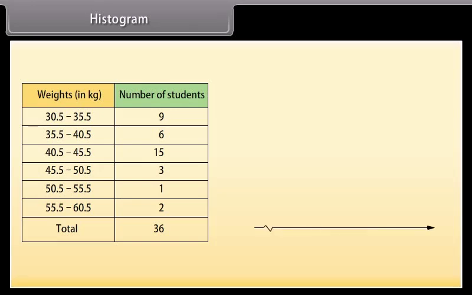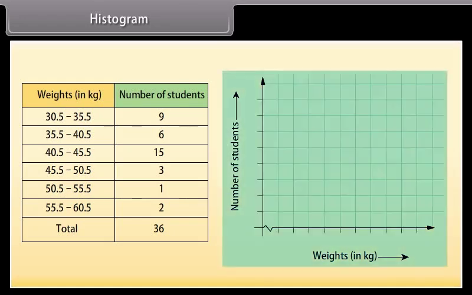To plot the histogram, we represent the weights on the horizontal axis and the number of students on the vertical axis. Since the maximum frequency is 15, we need to choose the scale to accommodate the maximum frequency. Also, since the first class interval is starting from 30.5 and not 0, we show it on the graph by marking a break on the axis.